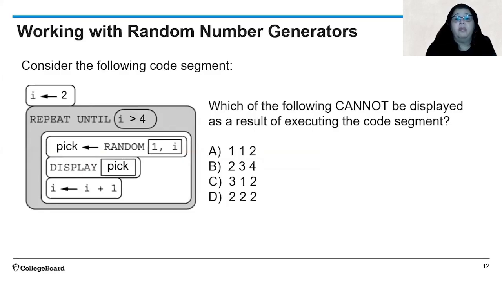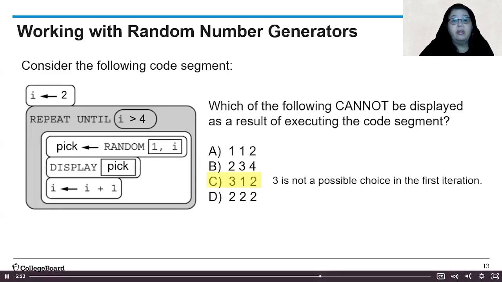Here's a problem working with random number generators with a piece of code. I want you to take a look at this one, but be careful because your I is starting off with an initialization of 2. I'm repeating until I is greater than 4. So put it on pause and I'll be back.